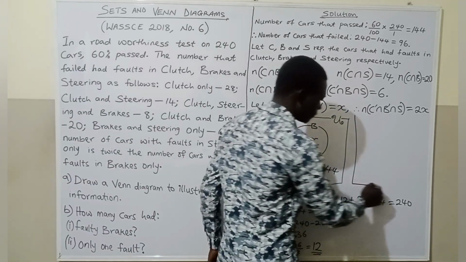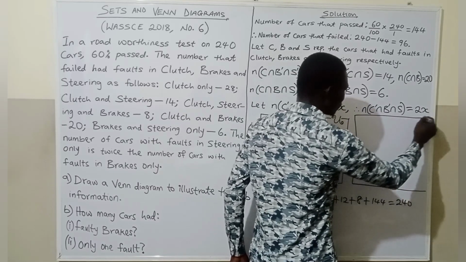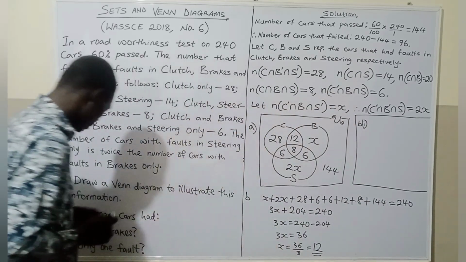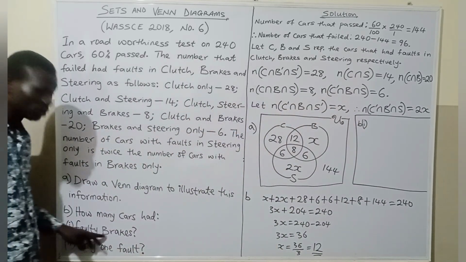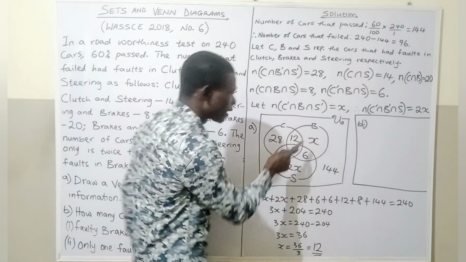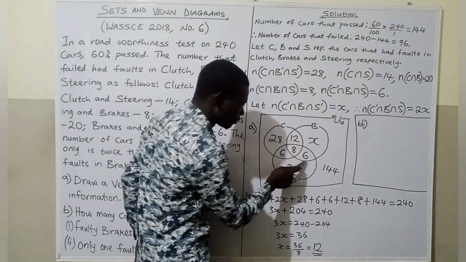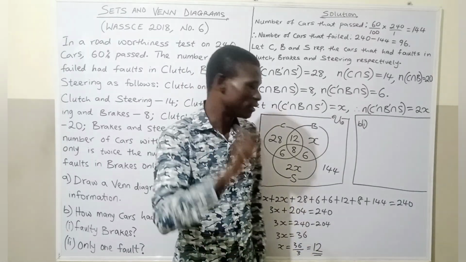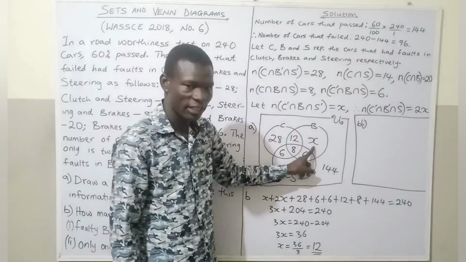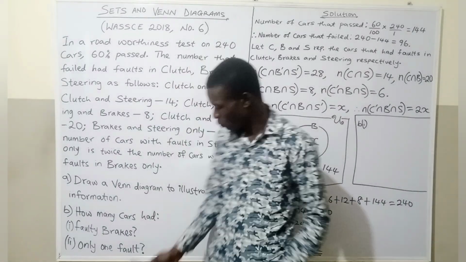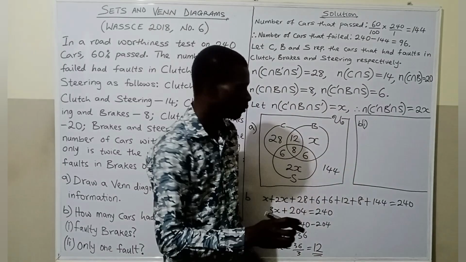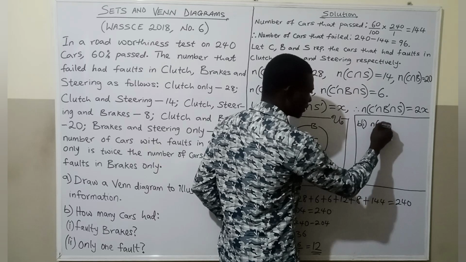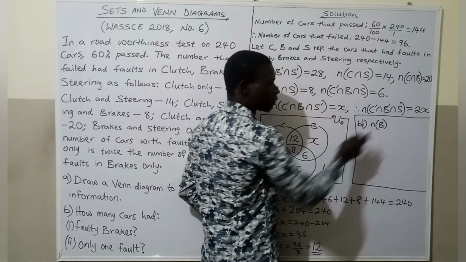That's that. Now we can proceed to solving B Roman figure 1. Let me carve out a space here. So what's going to be B Roman figure 1 now? How many cars had faulty brakes? So when we talk about faulty brakes, what is brakes? Look at the circle for brakes generally. Everything in here makes up the brakes, because they did not say brakes only. If they had said brakes only, that would have been 12, representing x. But they didn't mention only. So brakes generally is going to be this. So that's going to be the number of cars having faulty brakes, n of B.